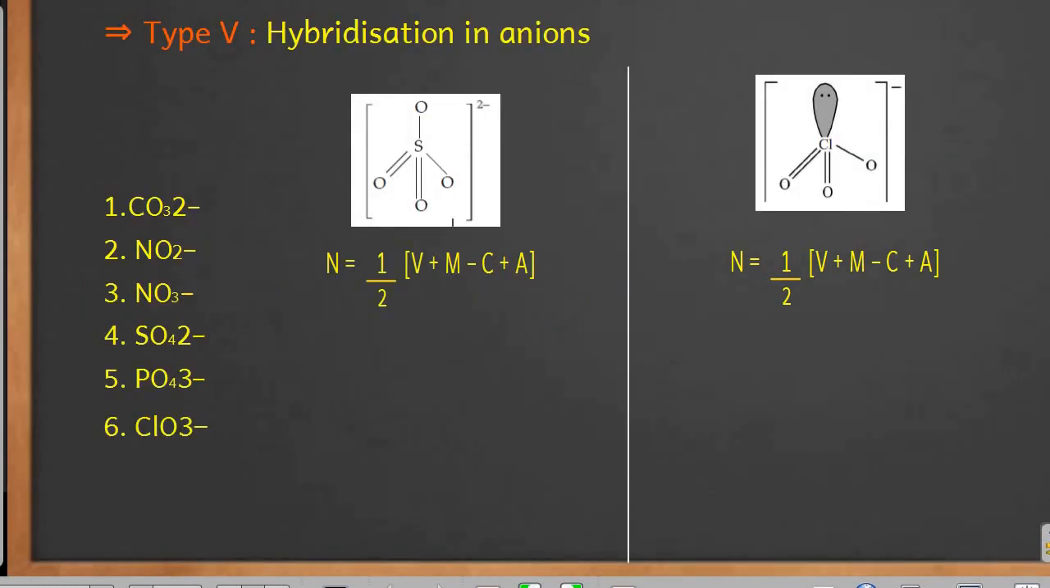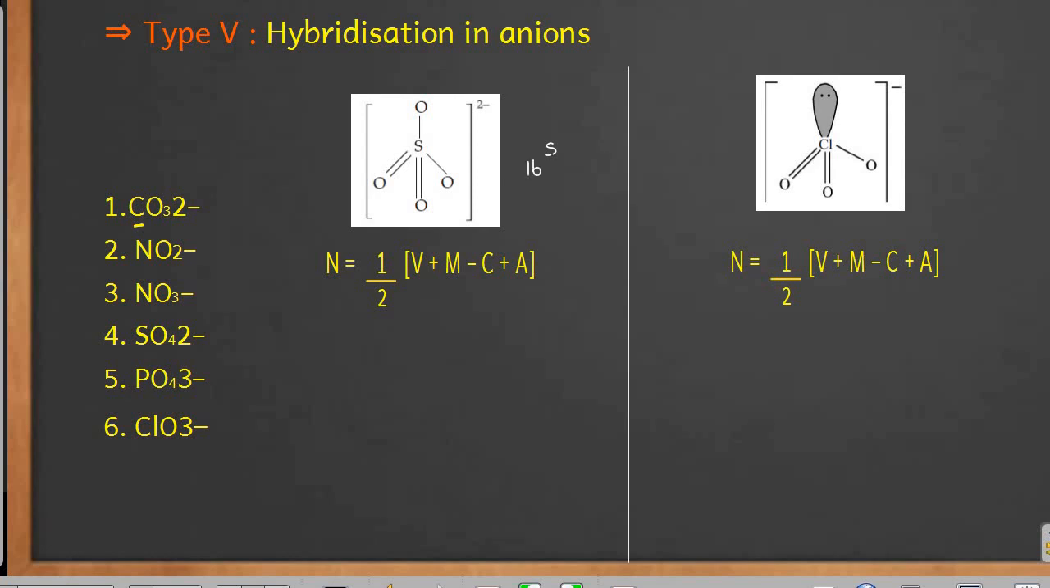And here hybridizations in anion. So last one we discussed that cation. So here we are going to discuss about the anions. So first we have to find out the central atoms. For the first molecule, you can see in the picture, sulfur is the central atom.